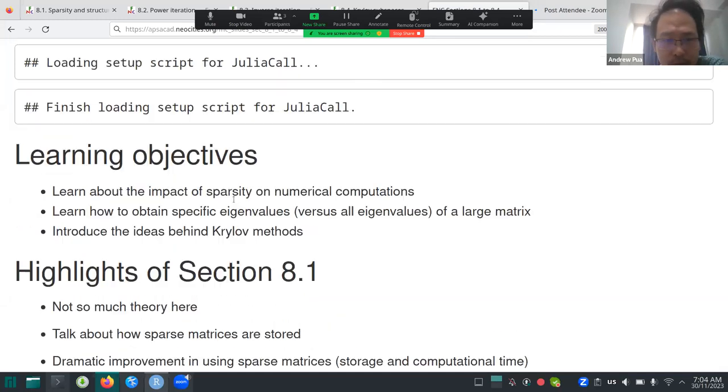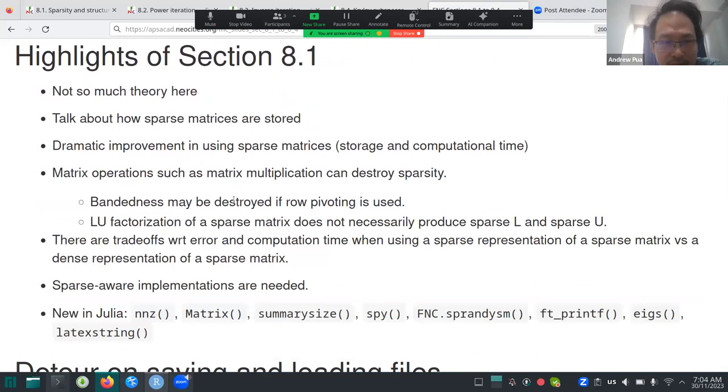Okay. So let me put on some of the highlights for section 8.1. There's really not so much theory here. Mainly the section is about how sparse matrices are stored. The storage is really figuring out what the non-zero entries are and where they are located. That's it. In effect, Julia stores the location, the i and the j, not just the actual ij entry, for the non-zero entries of the matrix.